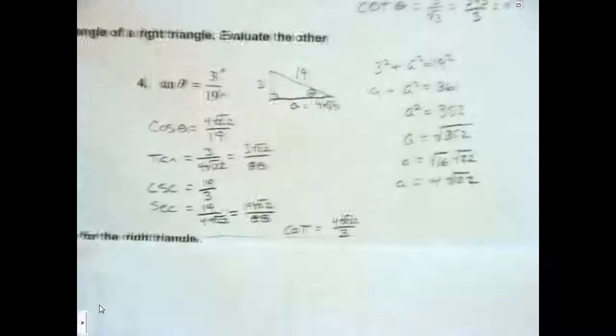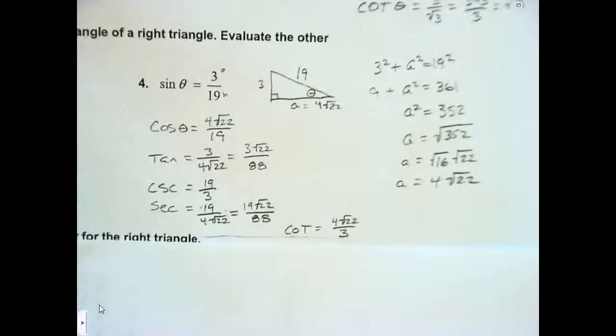Questions on those two? Yes, Matt? Yes, it'll be fraction form. You're not going to put it in decimal form unless it specifically says round to the nearest 10,000th or something like that. Good question. And always rationalize that denominator.